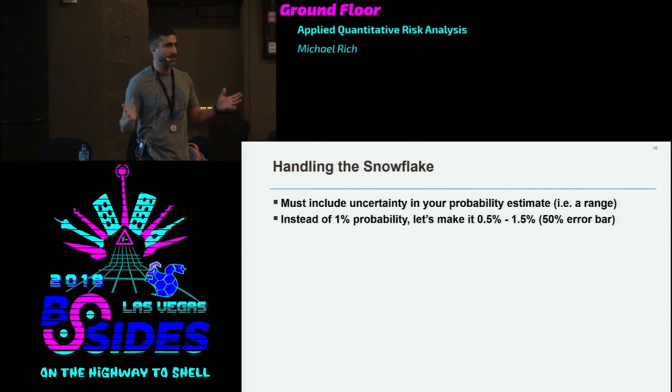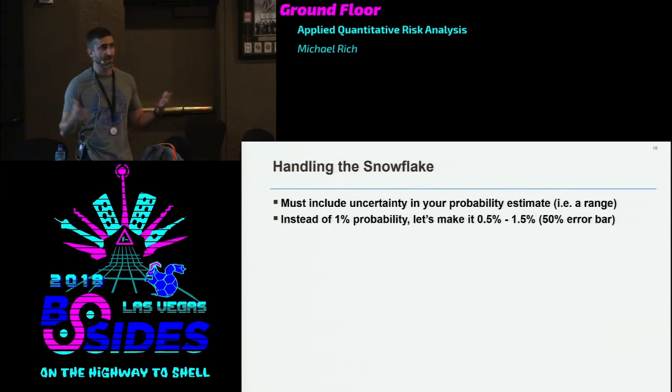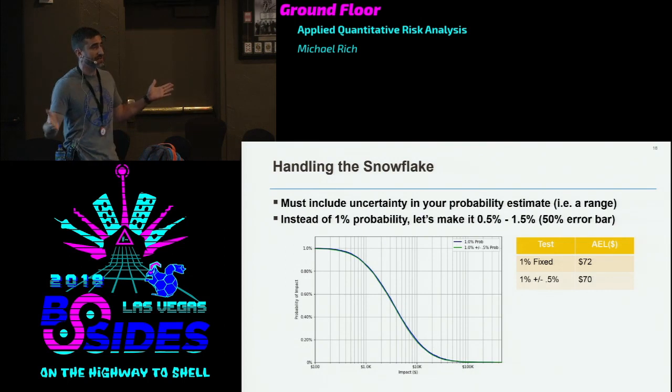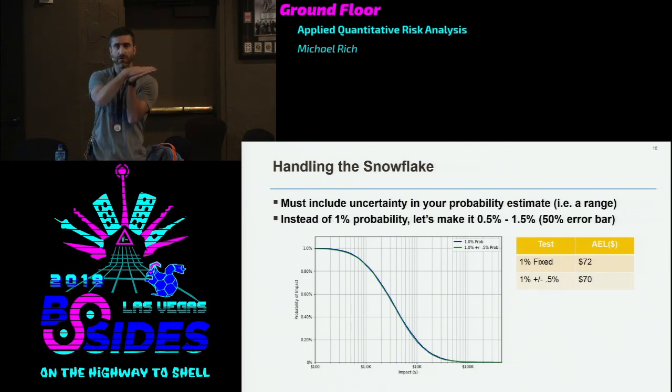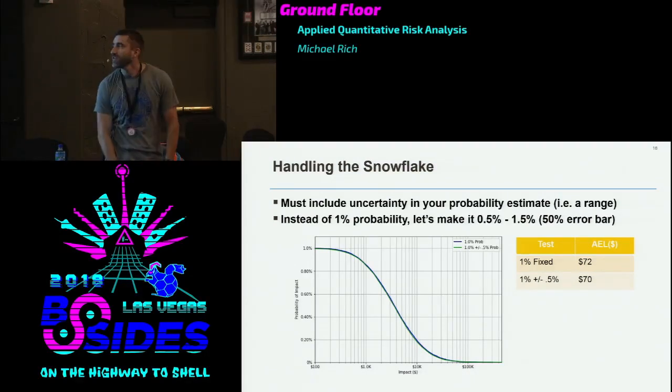I'm going to add error to my probability bars, right? So instead of a 1% probability, let's make it a half to 1.5%. That's a 50% error bar. So great, that should do it. Turns out it has almost no impact because over the course of 100,000 events, everything reduces to the mean probability. So I stated it at 1%. I moved it up and down. Honey Badger don't care. It's going to do the math, right?